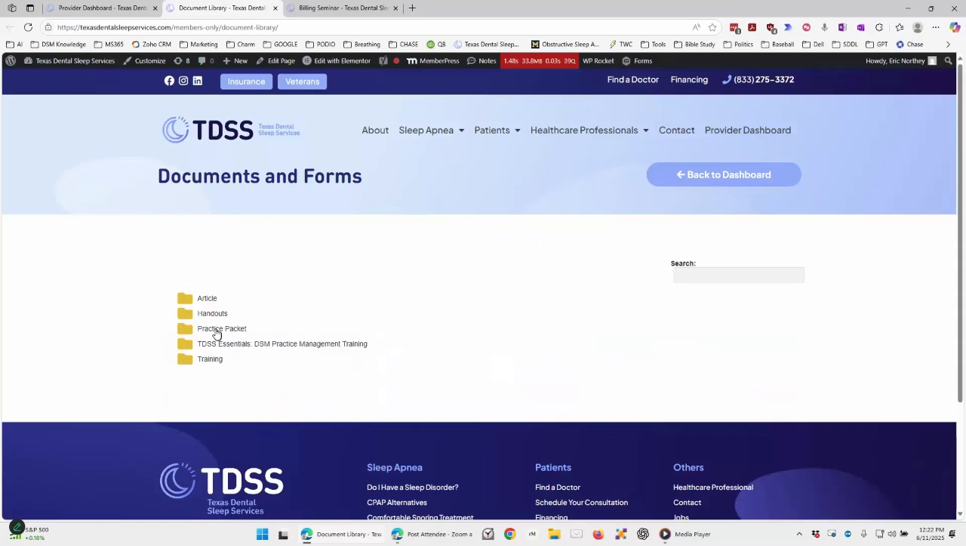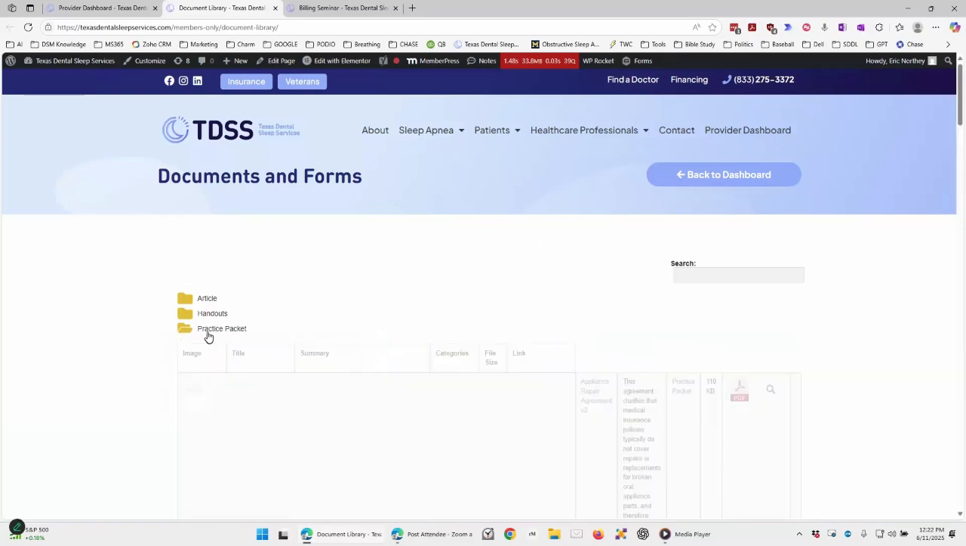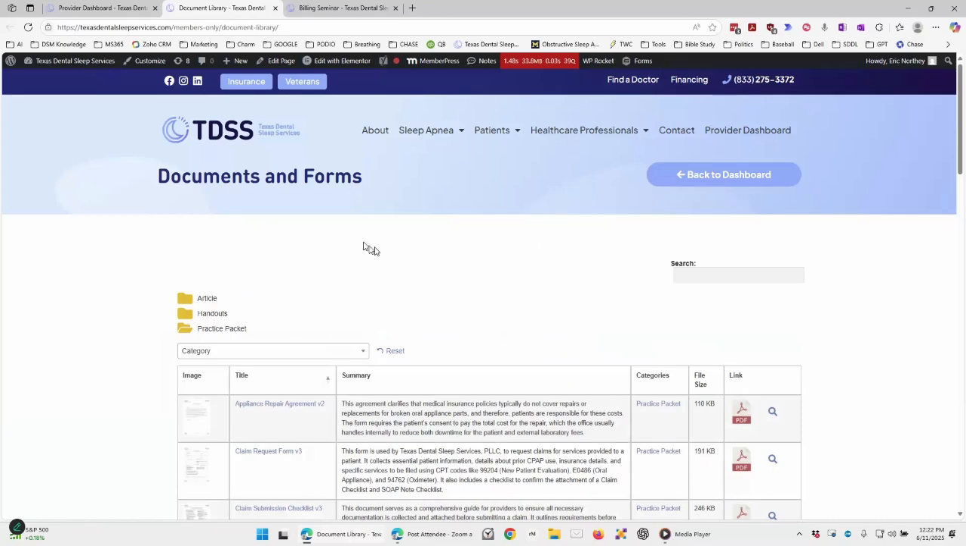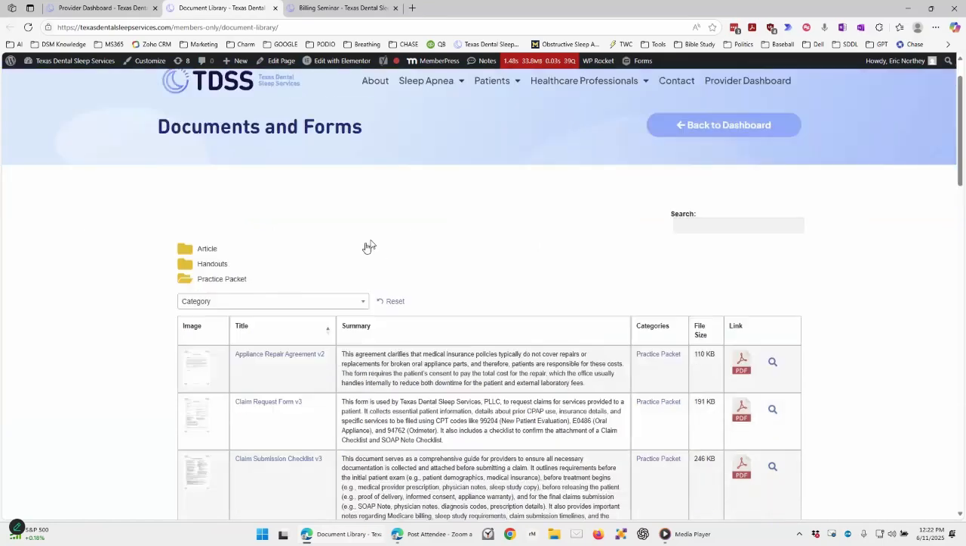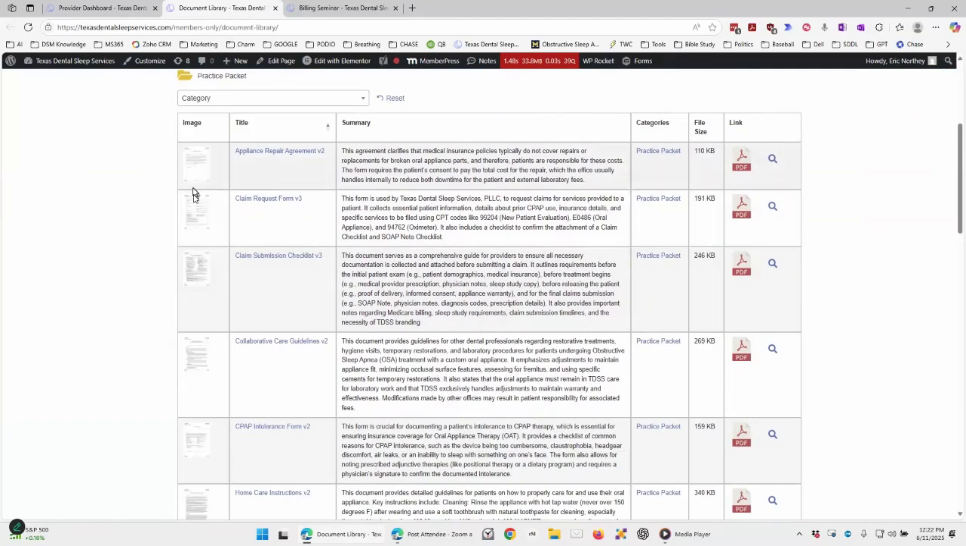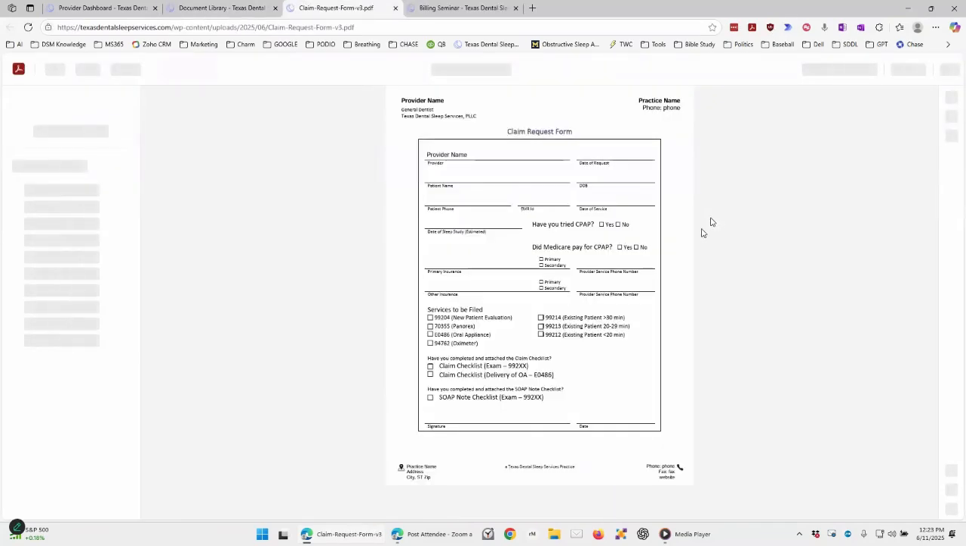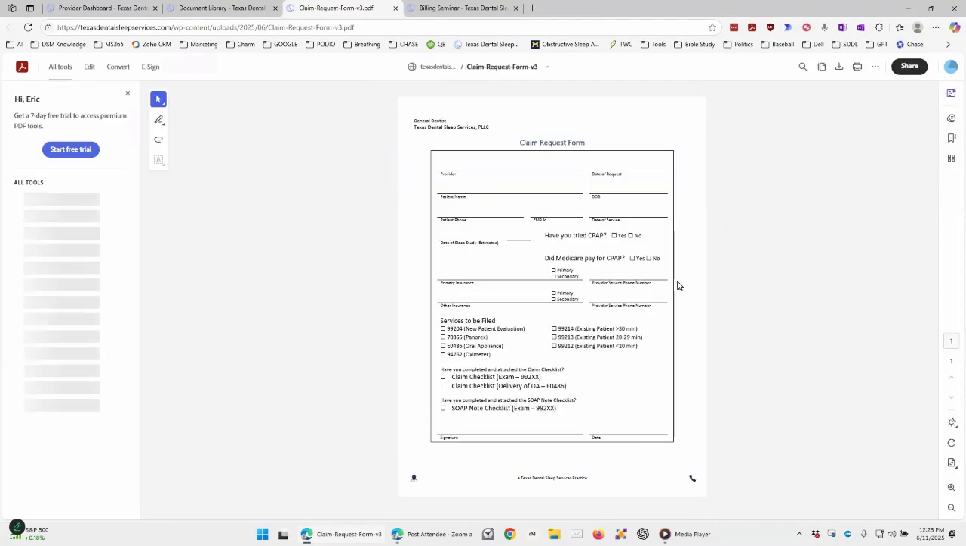You'll go in here and you'll click on the practice packet. And what it has in here is all of the forms we recommend you use. And we have good reason to recommend it, but you can go through these and look at them. If you read about the form, you can see an image of what it looks like. And if you want to download it, you just click on this PDF file and it opens up so you can download the form. Really good stuff.